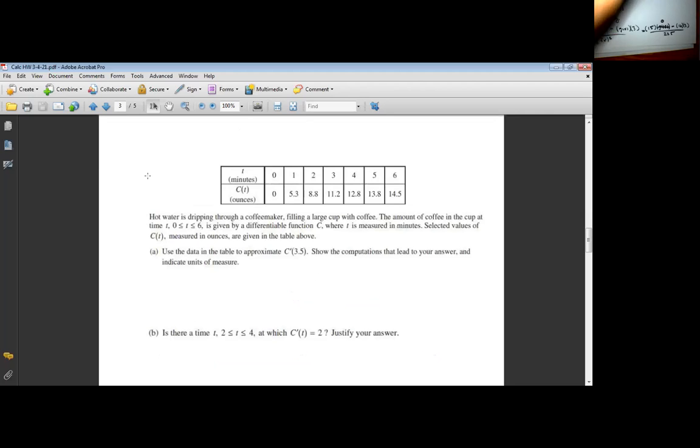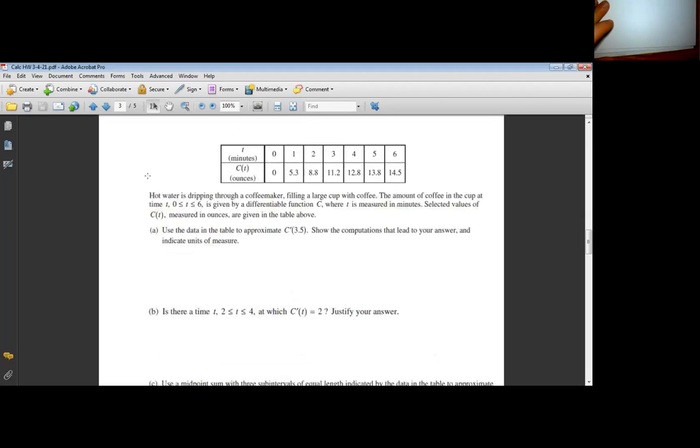Takes us to number 3. Part A, if you're approximating C prime of 3.5, the slope, you shouldn't even need me to write this out. For C prime of 3.5, you're just doing the slopes. So for part A, you would say that C prime of 3.5 is approximately equal to, what are we going to do? The y values, 12.8 minus 11.2 over 4 minus 3 gives us 1.6 ounces per minute squared.